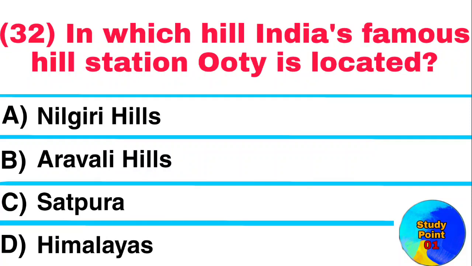Question. In which hill is India's famous hill station Ooty located? A. Nilgiri Hills. B. Aravali Hills. C. Satpura. D. Himalayas. Answer. Nilgiri Hills.